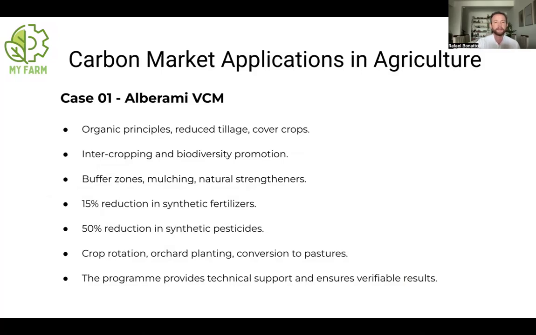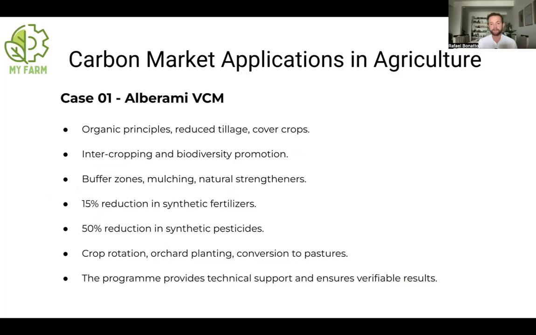Still on Alberami, they adopt organic principles such as reduced tillage and cover crops, or intercropping with biodiversity promotion. For example, the combination of grasses with legumes, to bring more diversity to the soil and less reliance on chemical nitrogen fertilizers. They adopt buffer zones, mulching, natural strengtheners. Example, mulching is the fact that you cover the soil before you're planting. Natural strengtheners can be just a line of trees that will be protecting, such as buffer zones.